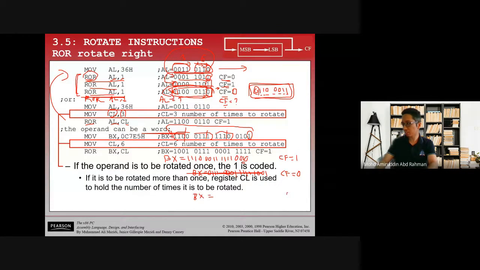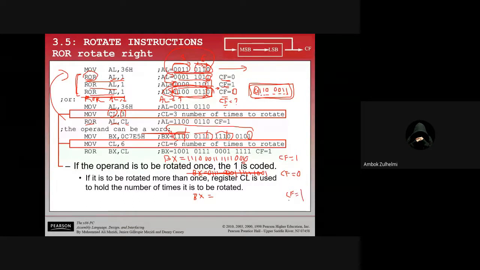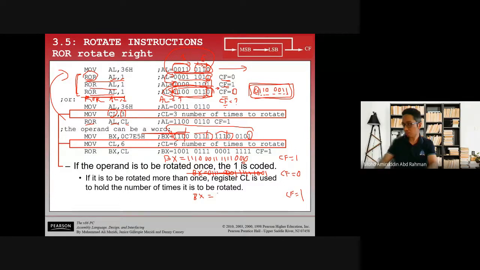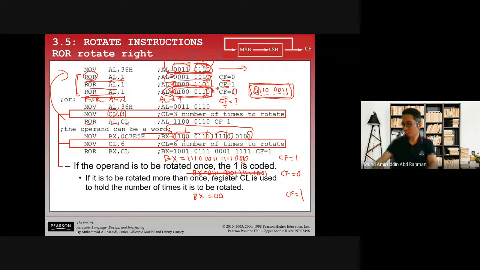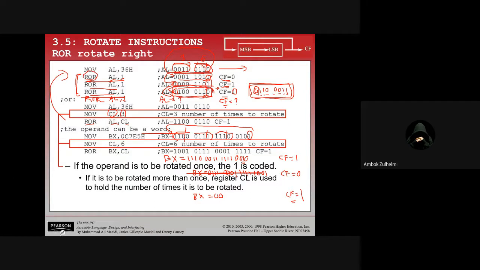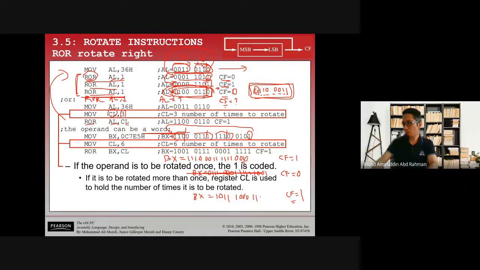So what's the next BX? What's the CF first? The CF is 1. Okay, good. So the BX will be 0011. Are you sure? Why is there a 0 in the front? You have CF as 1. Oh, so it's 1, sorry. So 1011. Okay, 1000, 1111, and then 1100. Good. So we already have a rotation to the right. So we need another 3. Thank you, Ambo.